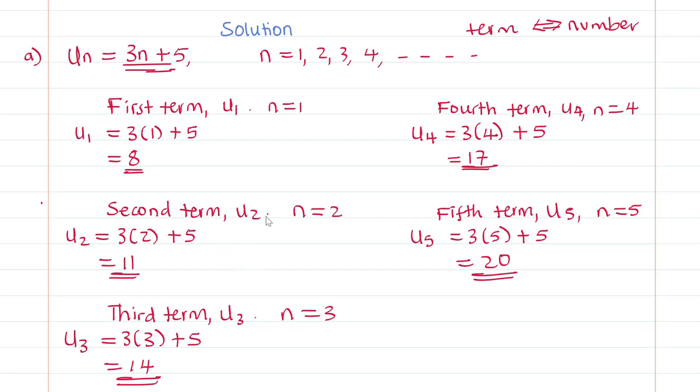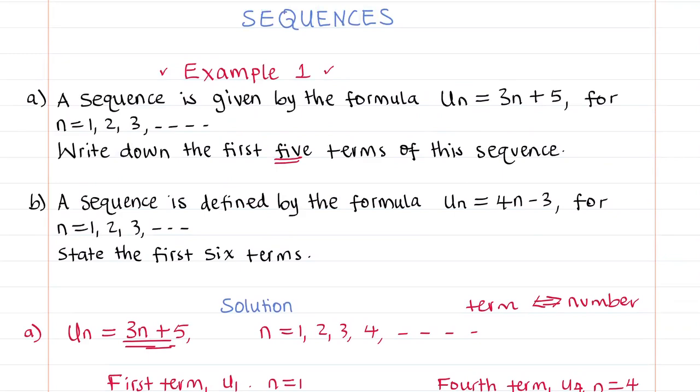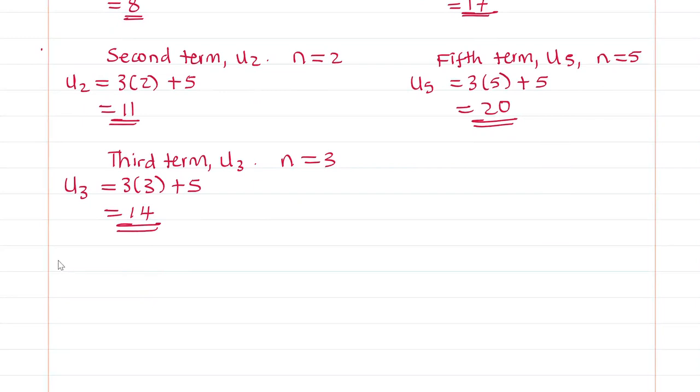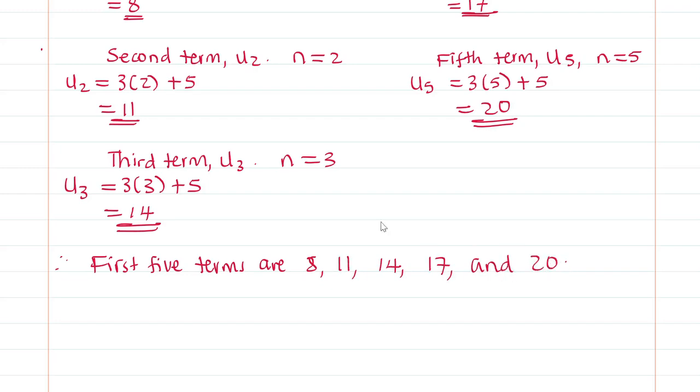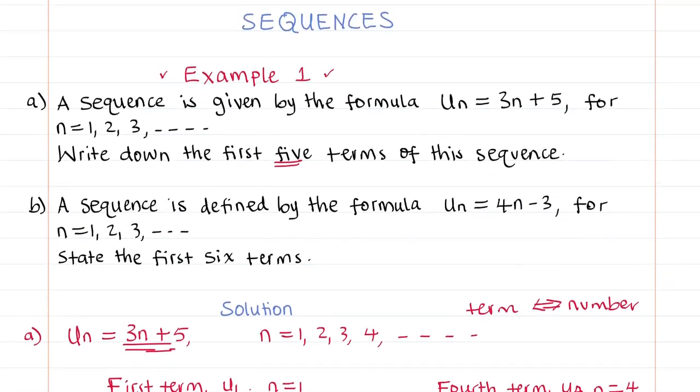So these are our first 5 terms for part A. And therefore, for us to list them, we say the first 5 terms are, and then you copy, 8, 11, 14, 17, and 20. These are our first 5 terms for example 1A.